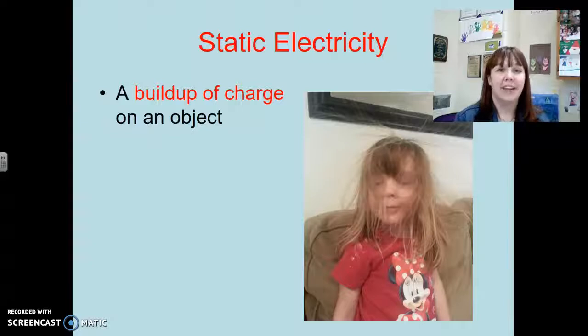So, static. When we have a bunch of charge built up on an object, you get static electricity. And you've experienced this before at some point in your life, I'm sure. You walk across carpet in your socks, or you get clothes fresh out of the dryer, or you're under a wool blanket in the wintertime. When you have that buildup of charge, that's static electricity.